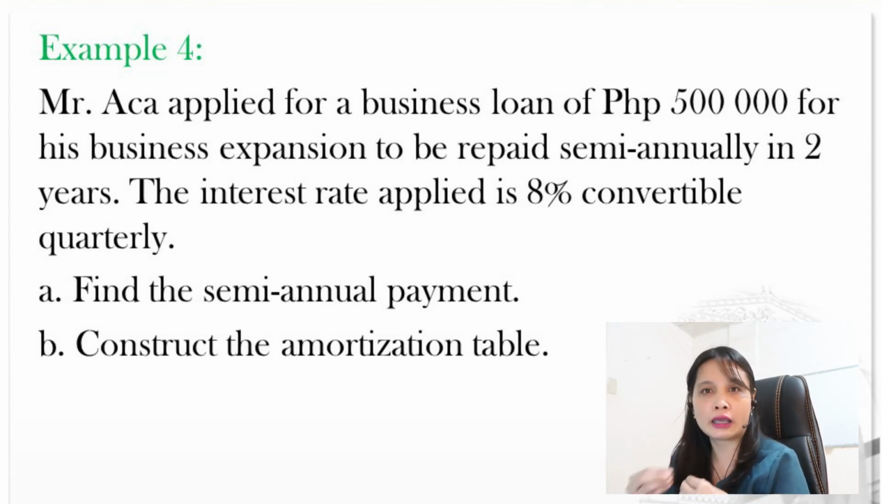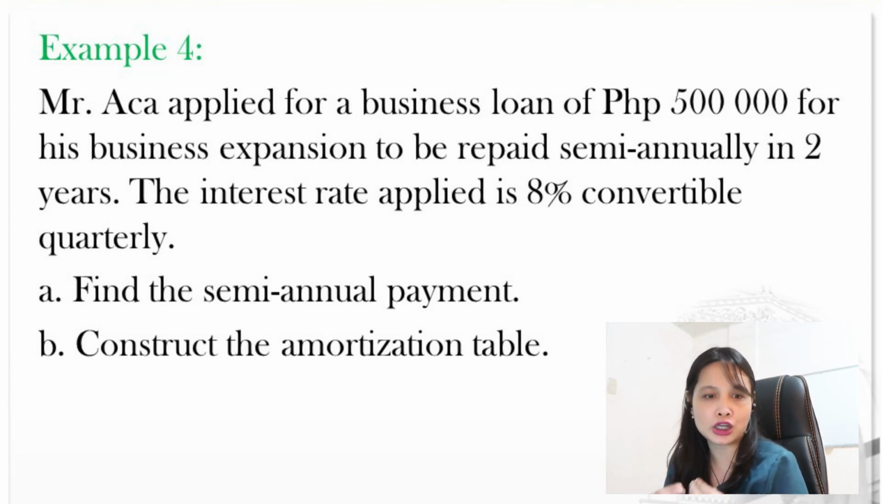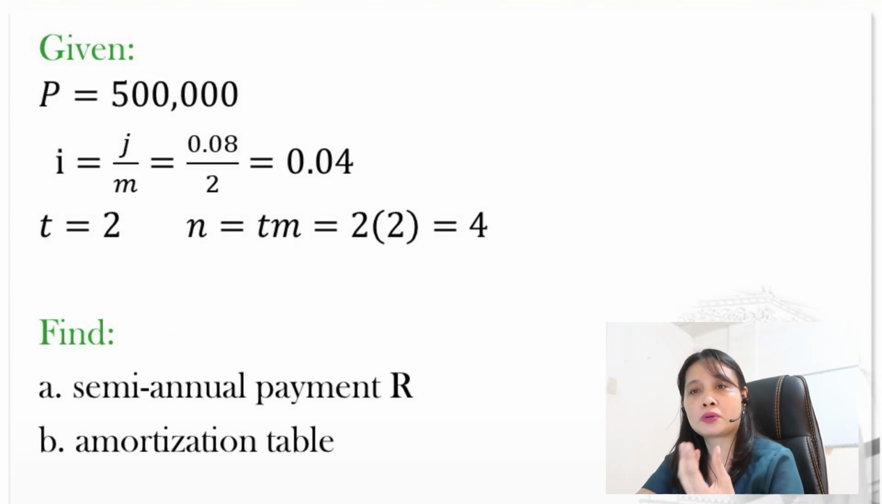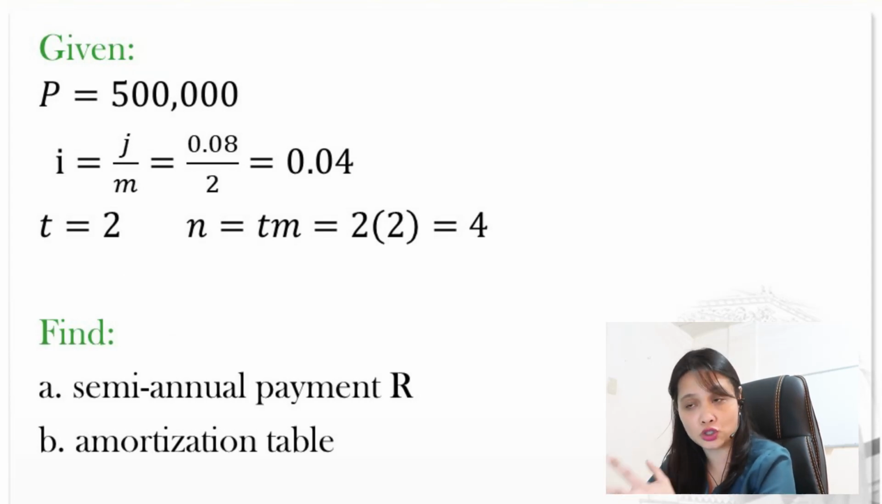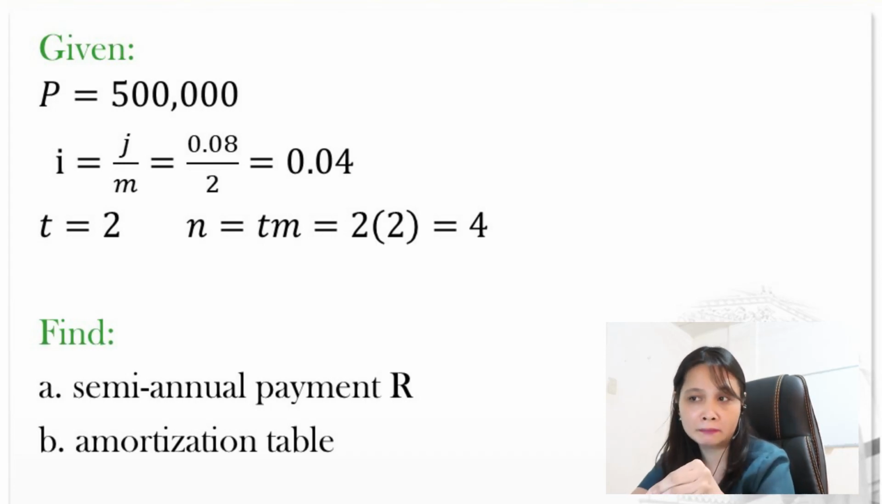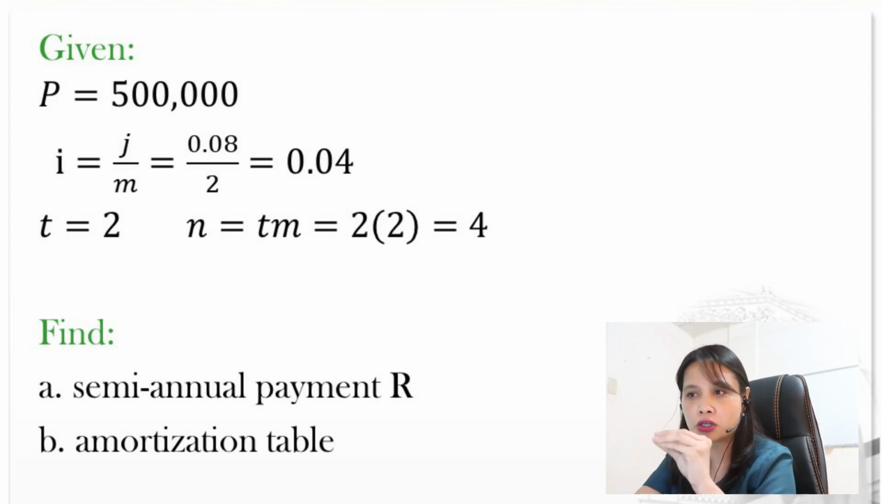Okay, what is your regular payment every 6 months, and then construct the amortization table. When we say semi-annual payment, you are referring to your periodic payment or your R. So we do have present value, which is 500,000. I, the periodic rate, would be R over M. Pareho lang yun, J over M, R over M, same thing. So 0.08 divided by 2, so you have 0.04.